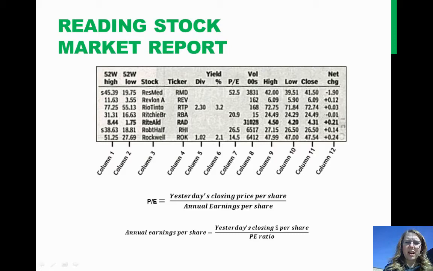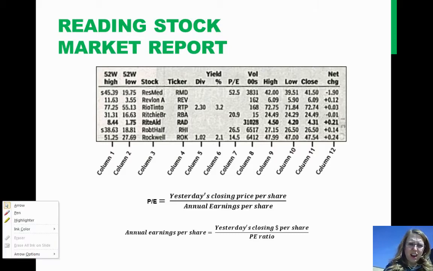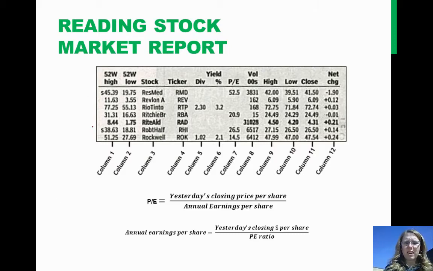Notice that here we have a 52-week high. That means the highest amount that the stock sold for in the last 52 weeks. And the same goes for the lowest amount the stock sold for in the last 52 weeks. The stock is listed here as most of its name. And if you notice the ticker, that is an abbreviation of the name of the stock.